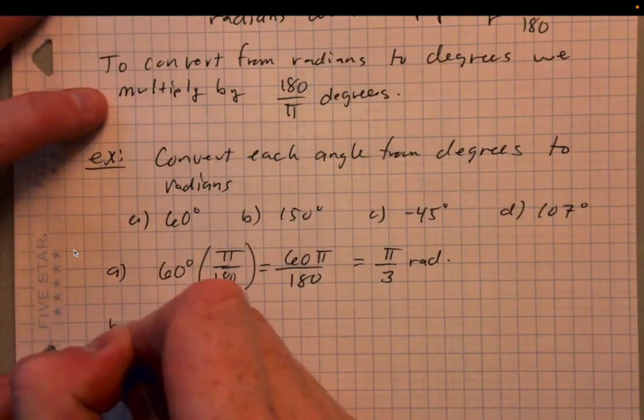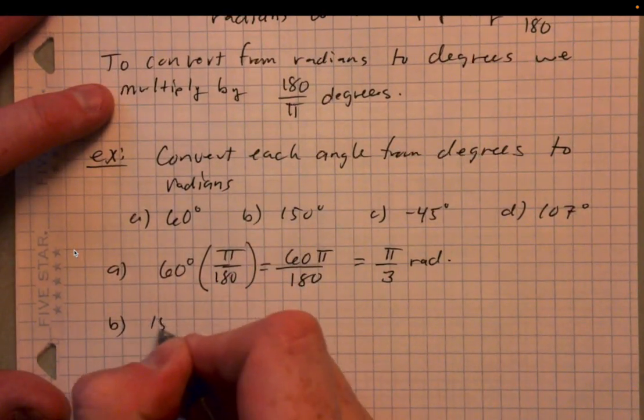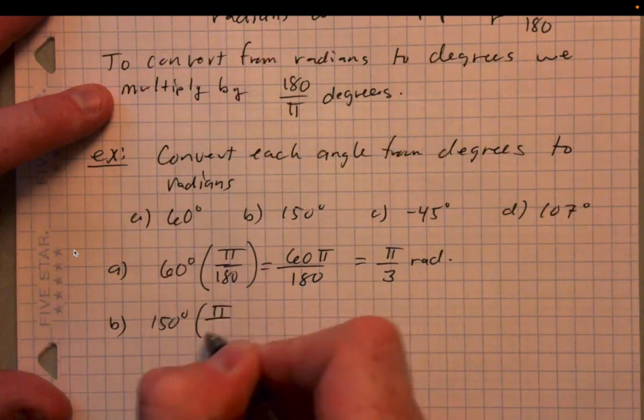Okay, and so part B, we want to convert 150 degrees. So again, just multiply by pi over 180.